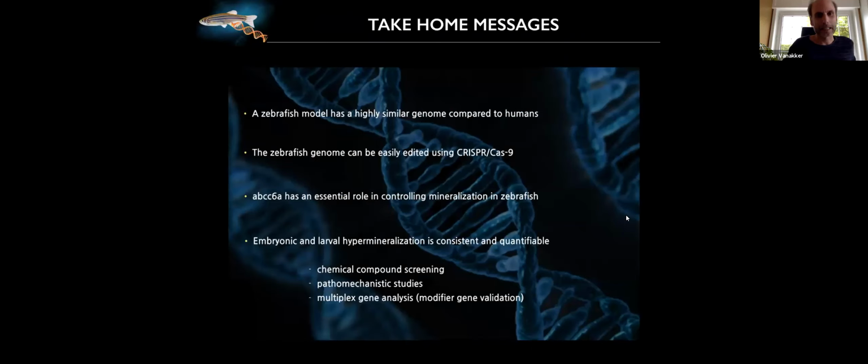So in conclusion, zebrafish have a highly similar genome compared to humans and can be easily edited. ABCC6A is the homologue of ABCC6 and gives you hypermineralization symptoms that are easily quantifiable and that we use to search for novel drugs and to identify modifier genes. Although I have to admit that for the latter, we are slowly converging to CRISPR modified cell cultures to reduce the amount of animals that we have to use in our research.